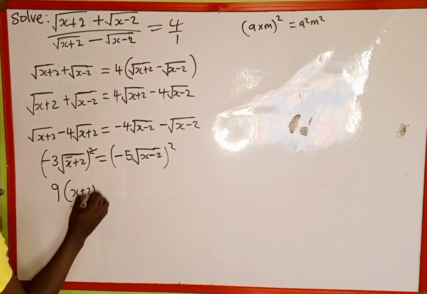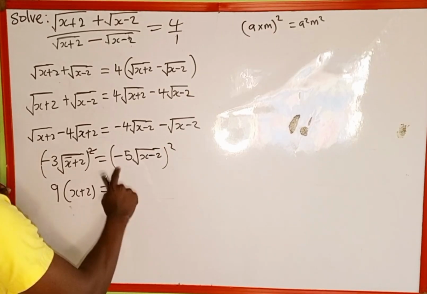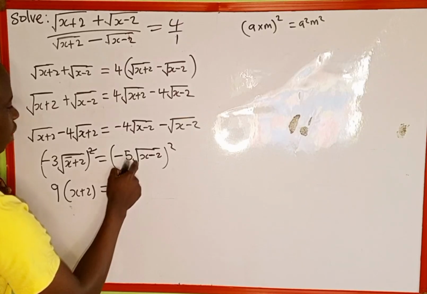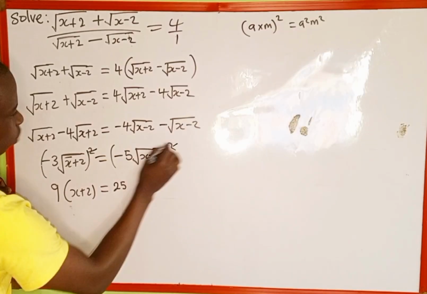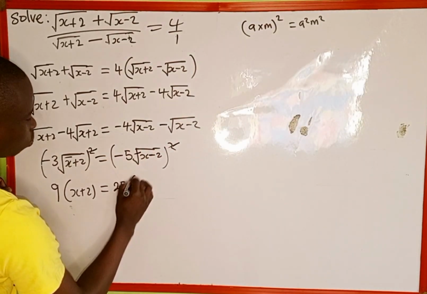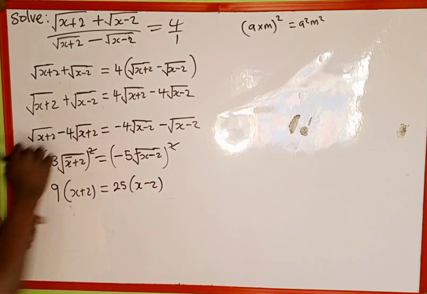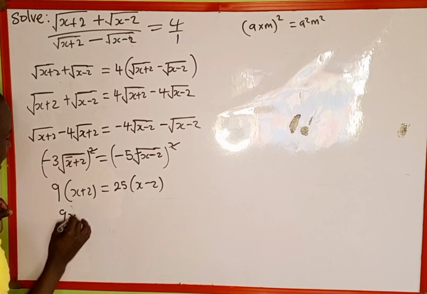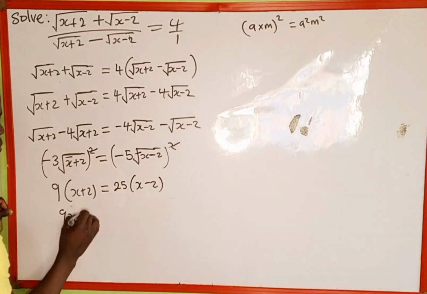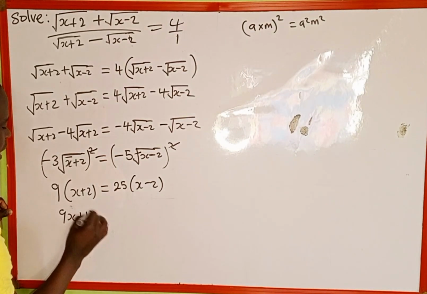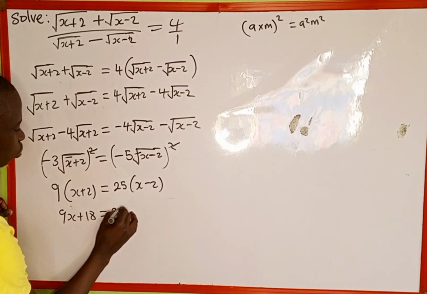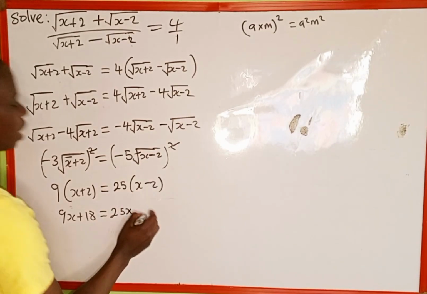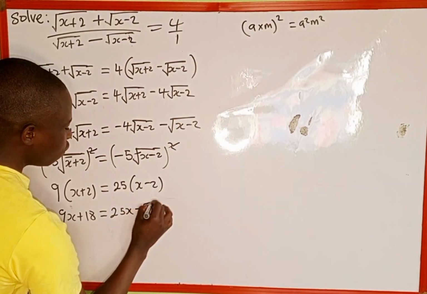x plus 2, which is going to be equal to, we do the same thing. Negative 5 squared is going to give us positive 25. Then the square is going to cancel the square root. We are left with what? x minus 2. So the next thing we're going to do is to open the bracket. 9 multiplied by x is going to give us 9x. 9 multiplied by 2 is going to give us 18, which is going to be equal to 25 multiplied by x, which is 25x. Then 25 multiplied by negative 2 is going to give us negative 50.